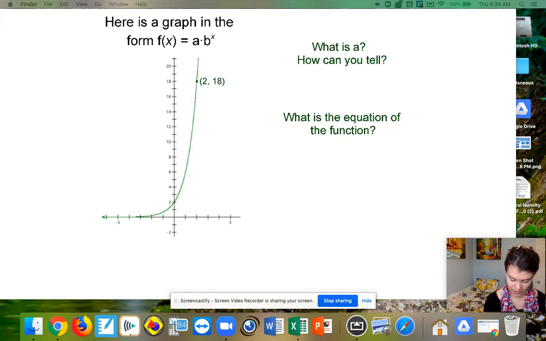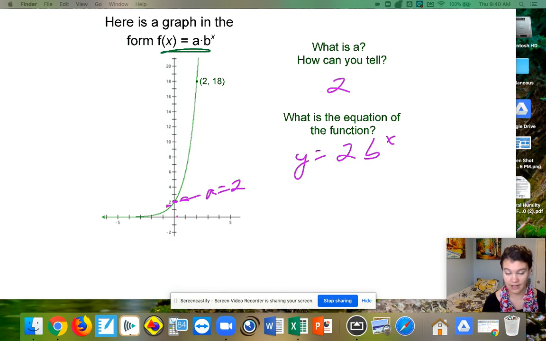Another one here, now we want our full form of a times b to the x, but we have to figure out what is a, how can we figure that out? Remember, a is your y-intercept, so when x equals 0, we want to figure out what y is. So here y is 2, so a has to equal 2. So then we start off with y equals 2 b to the x, and now we can plug other things in. So you have an x here and a y here.